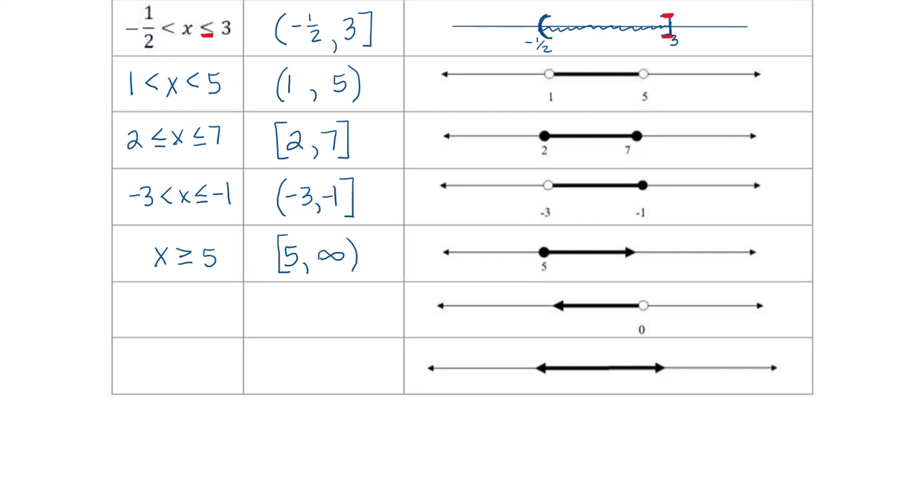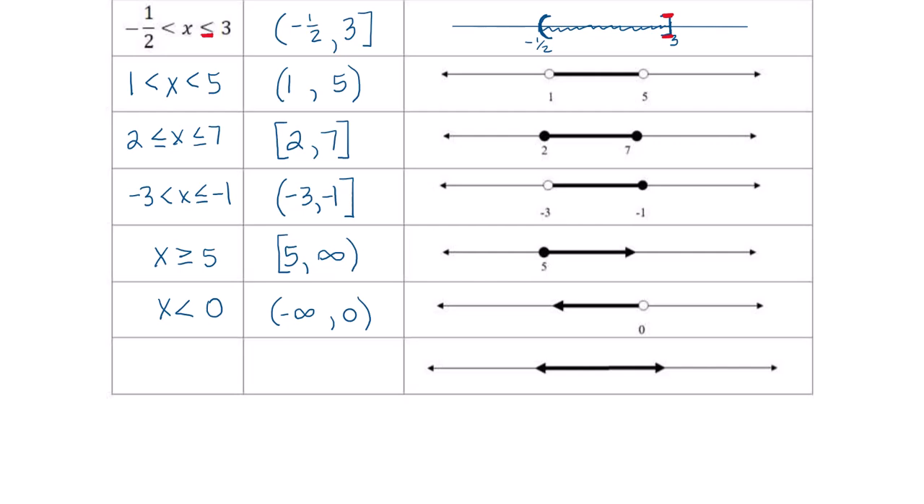With the next set, my leftmost is going to be negative infinity, and the rightmost is 0, but I'm not actually including the number 0 because it's an open circle. In inequality notation, this is going to be x strictly less than 0.